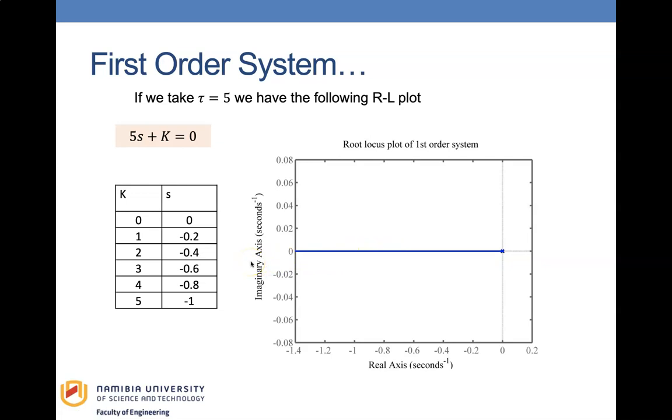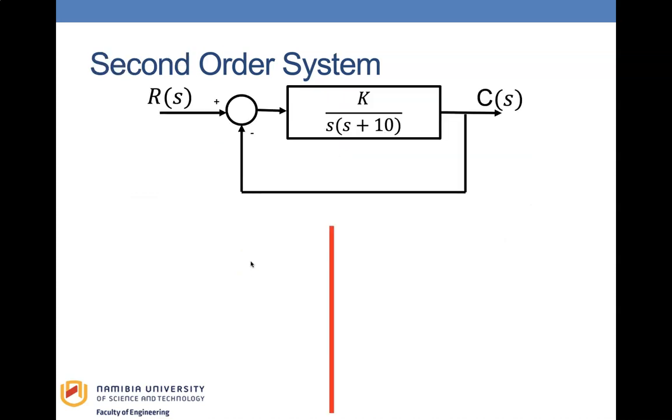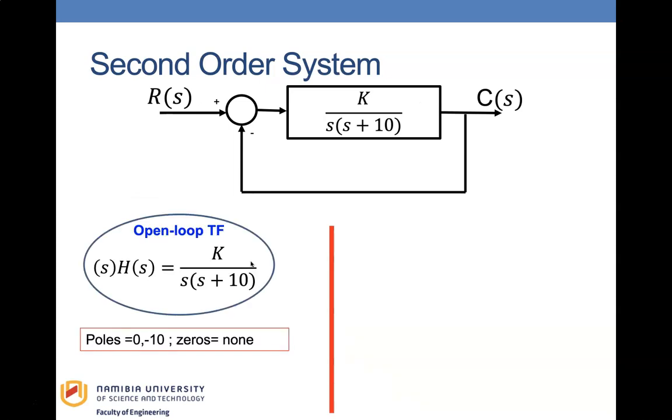The second order control systems are equally straightforward. Let us draw the root locus of the second order system shown in this figure. The open loop transfer function of the system is given by G(s), which is K over s times s plus 10. Therefore, the open loop poles are s equals 0 and s equals minus 10, and the open loop zero does not exist. Therefore, the two loci will start at s equals 0 and s equals minus 10, and both loci will terminate at infinity.